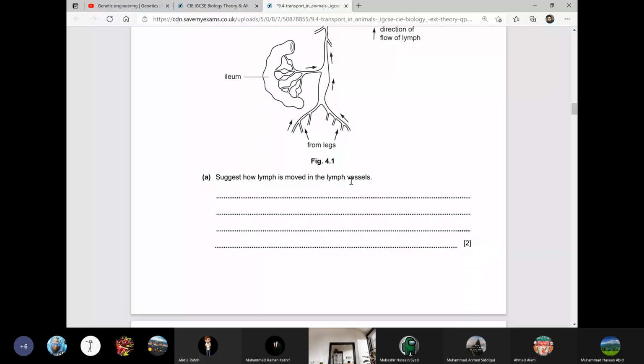Okay, listen again, boys. What did I tell you? When the muscles of the body contract and press the lymph vessels, the pressed vessels push the lymph forward, and the semilunar valves present in the lymph vessels prevent the backflow of the lymph. Got it, boys? Understood, boys? Yes, sir.